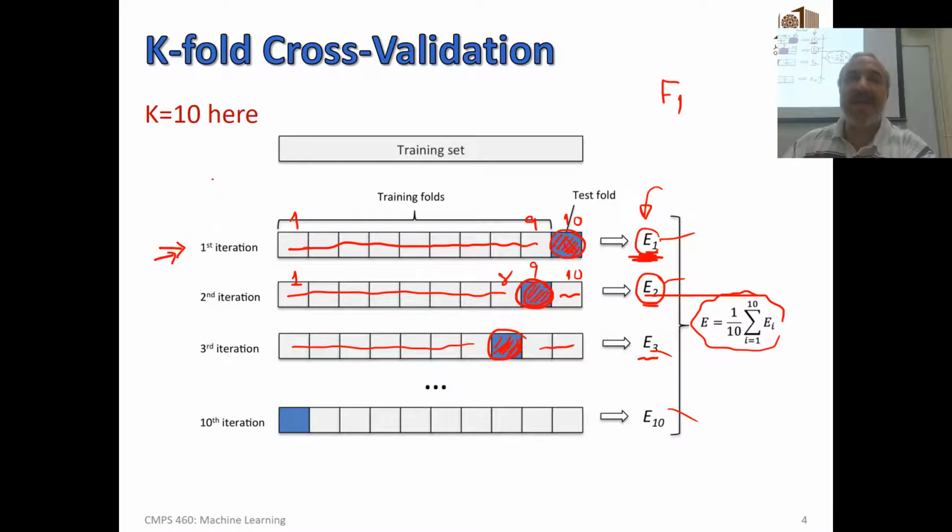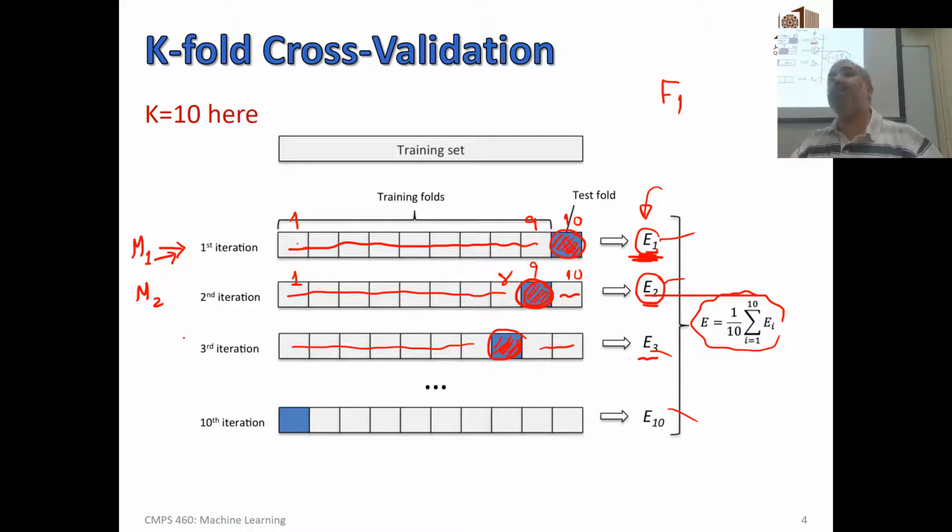Let's say that we are training a perceptron. For the first iteration, we will use for training only folds 1 to 9. We get a model, so let's call it M1 because it's the first iteration. In the second iteration, we'll train a model on folds 1 to 8 and 10, so a different training set. We'll call it M2 and so on. Every iteration we are creating a new, different model, because the training set is different.